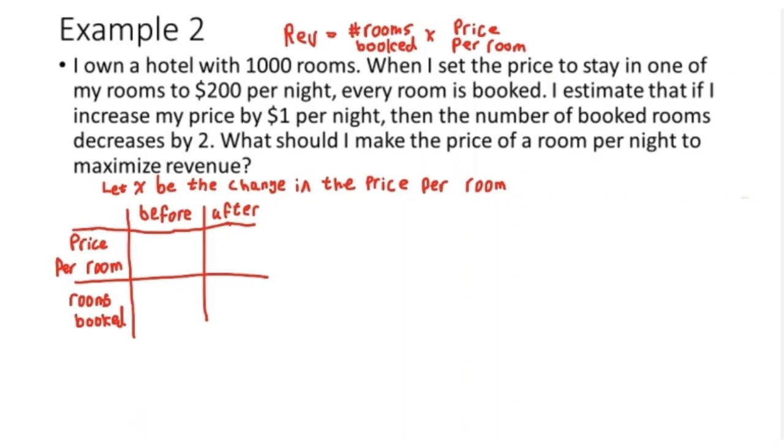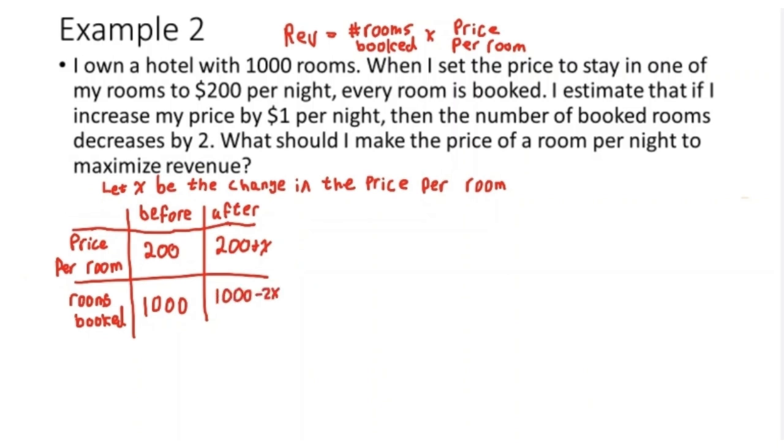For the before, we're told every room is booked when the price is set at $200. So the price per room would be $200, and our rooms booked would be 1,000, since there's 1,000 rooms in the hotel. Since I'm increasing the price by X dollars, my new price per room will be 200 plus X. But for every X dollars I increase the price, I book 2 fewer rooms. So if my price increases by X dollars, then the number of rooms booked decreases by 2X rooms, meaning I'll have booked 1,000 minus 2X.